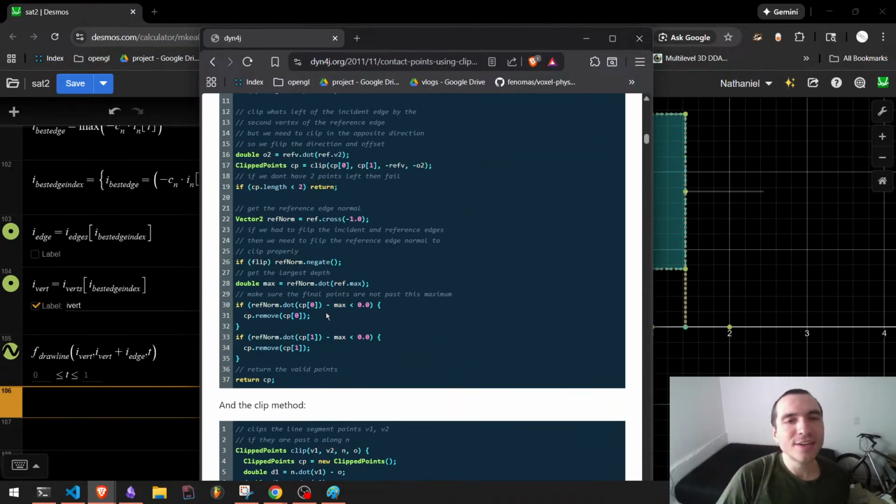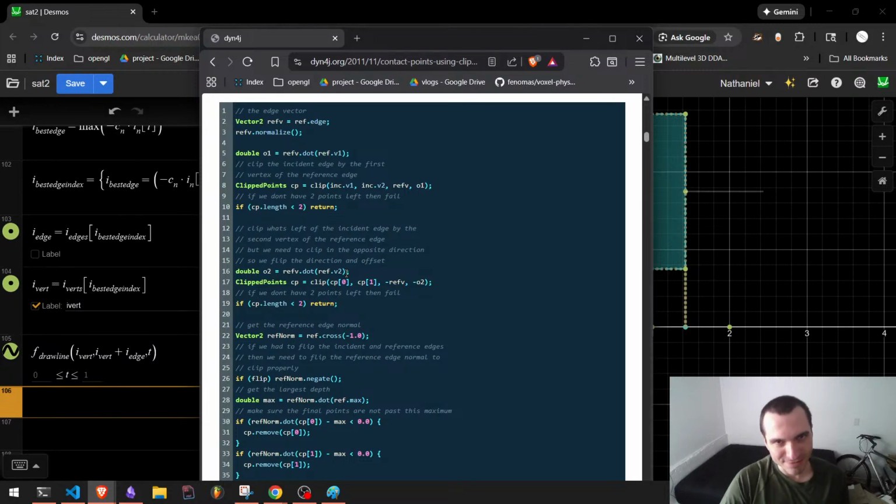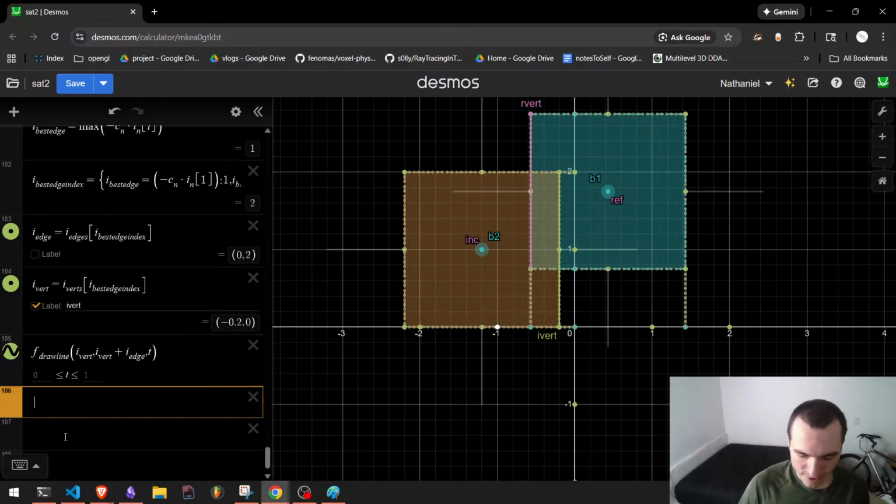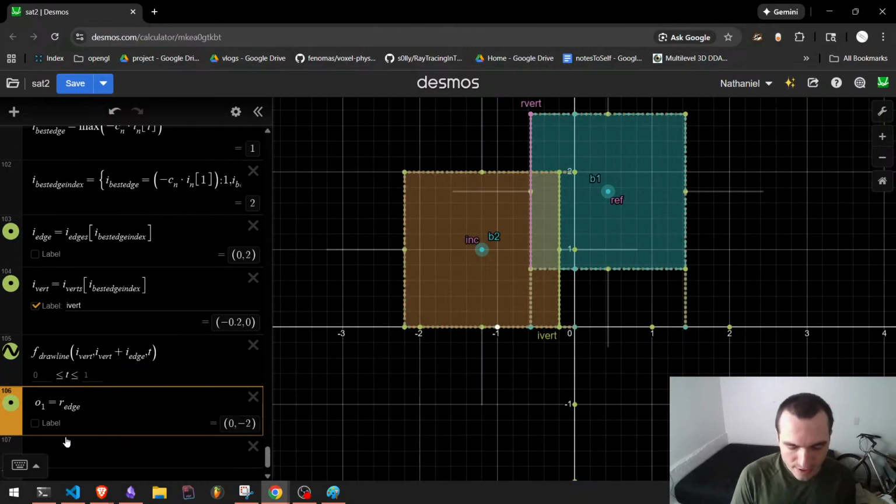We're going to feed in the incident vertices, and then we're going to clip those, and then we're going to feed back in those clip points, and we'll do this in a Desmos way. And I just need to remember how to get O1. O1 is the dot product between the reference edge and the vertex. Reference vertex 1. Okay. Yes. This is our edge dot our vert. Just say O1 equals our edge dot our vert.